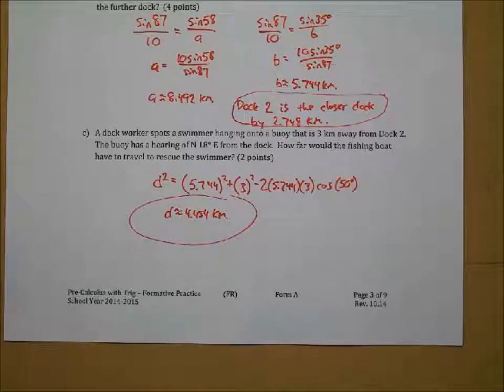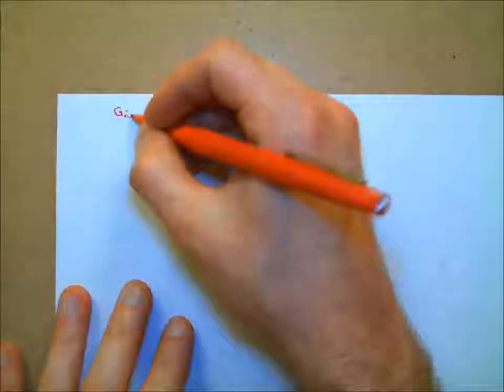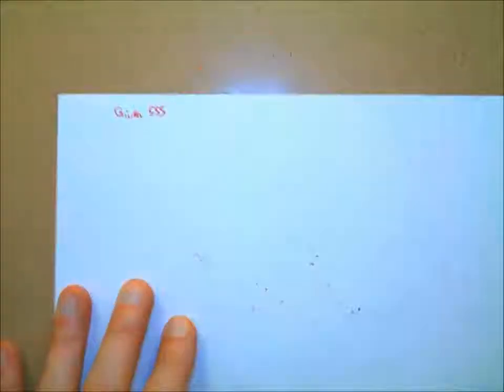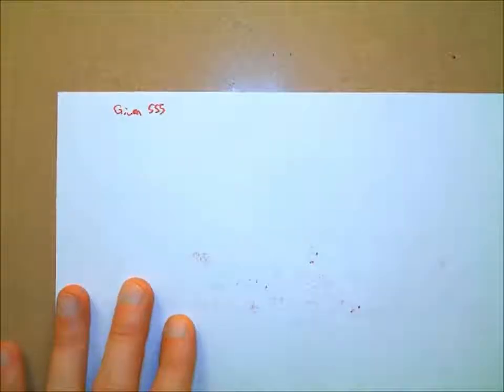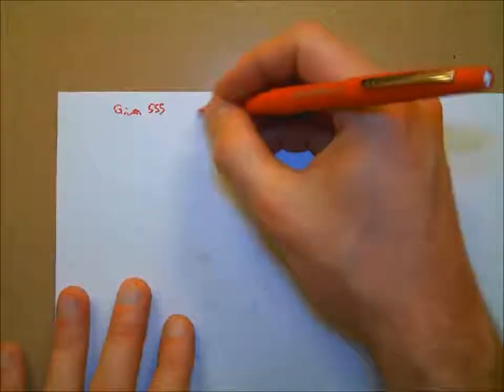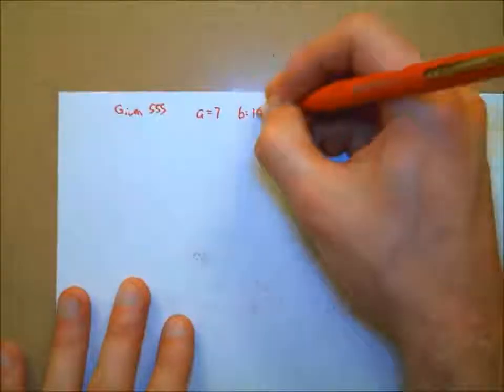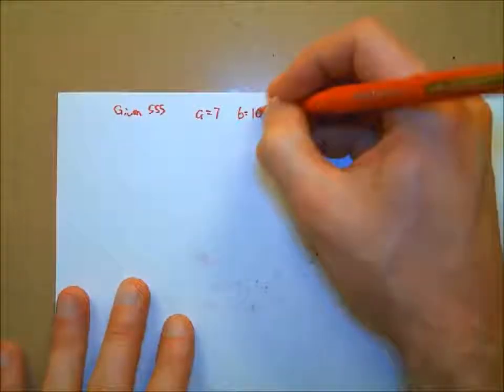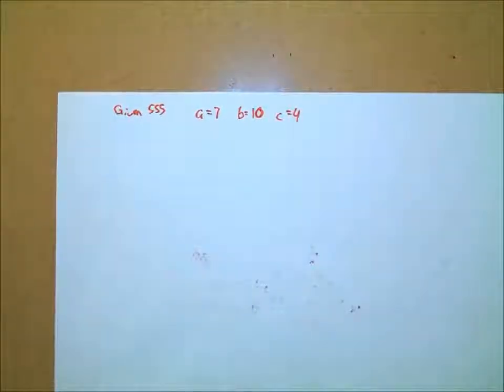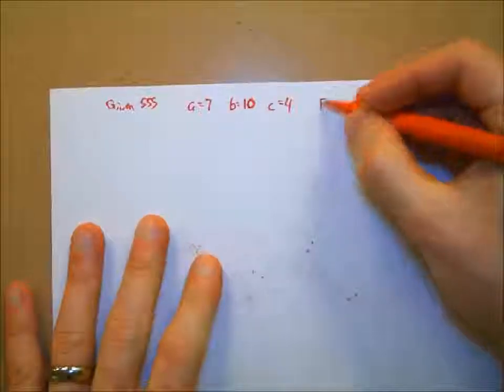Okay, I'm just going to flip over to the back and show you a side scenario, and we'll just set it up. I think you guys can go from there. So here's how you do a law of cosines with sides. Given SSS, let's say A is 7, B is 10, C is 4. We're going to find the missing angles.